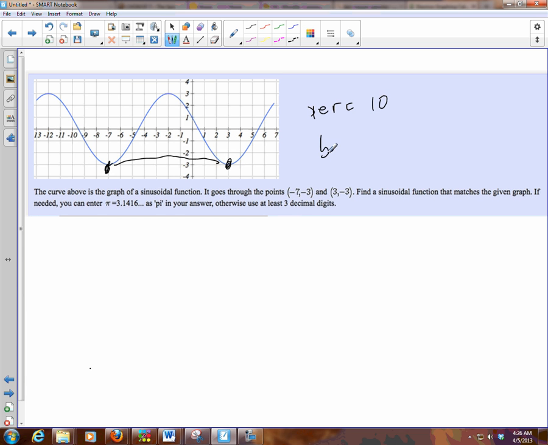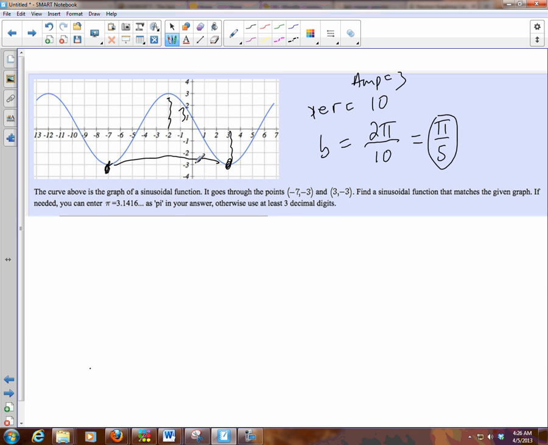Now, if I want to find b in the equation, I remember I have to do 2 pi, because that's the normal period for sine and cosine. I'm going to divide that by 10, and that's going to tell me my factor that I'm going to put in front of the x in my equation is going to be pi over 5. So I need that. Another thing I'm seeing is this has an amplitude of 3. So I know the amplitude is 3.